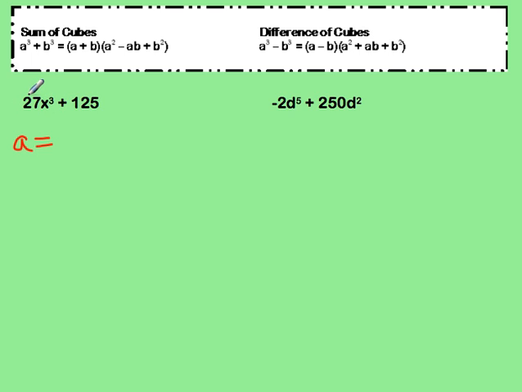So you have to think about what is the cubed root of 27. In other words, what number cubed gives us 27? Well, that would be 3. And then if I take the cubed root of x cubed, that would just be x. So my first term, A, would be 3x. And then I need to figure out what B is. So I'm going to take the cubed root of 125. That is 5, because 5 times 5 times 5 is 125.